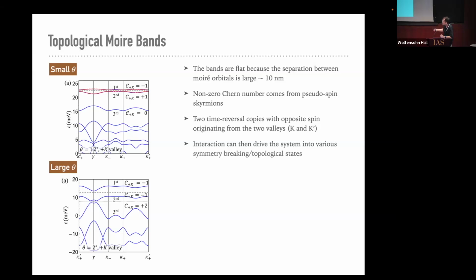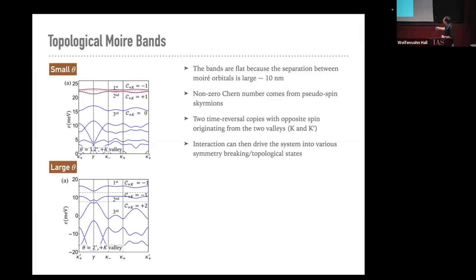Now, if you go to a large theta, it means that the Moiré unit cell becomes smaller. But if you just think about it in terms of hopping between the Moiré cells, the hopping becomes larger. So therefore, at a large twist angle, you can see that the band becomes more dispersive, and also the Chern numbers go from -1, 1 to -1, -1, and 2. Okay, so anyway, the point is that if you just think about the twisted TMD homobilayers, it really gives you a topologically non-trivial band structure.